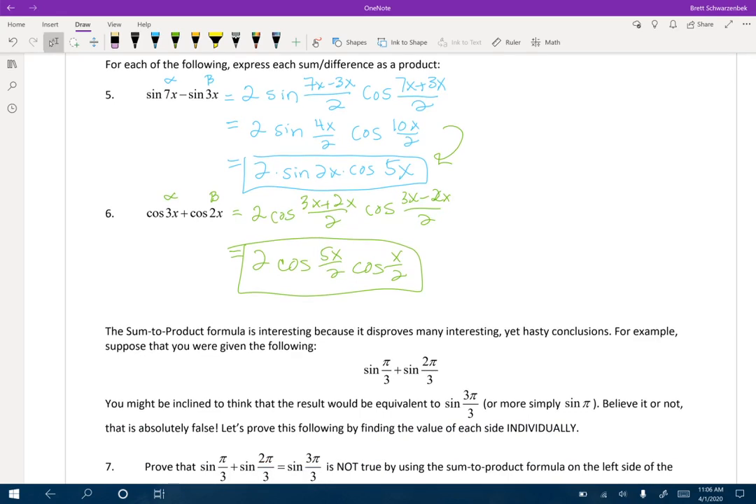Okay, and just to be clear, in each one of these problems, we took a sum or difference between two trig functions and made them into some type of product, hence a sum to product formula. I know one's a difference, but that's what they're used for. They're called sum to product formulas anyway.